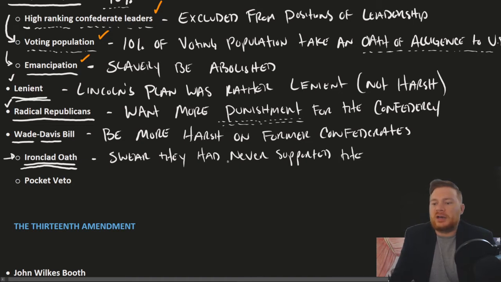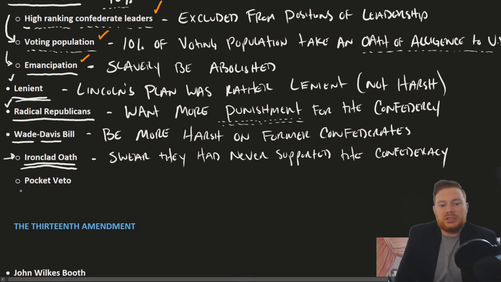So it's a little bit different. And I believe that the Wade-Davis bill also required a much larger number. I think 50% of the population had to take it, as opposed to only 10% in Lincoln's plan. So swear they had never supported the Confederacy. And this is kind of a key difference in the way that some Northerners look at the process of reuniting the country again. Punishment and retribution, or forgive and forget.